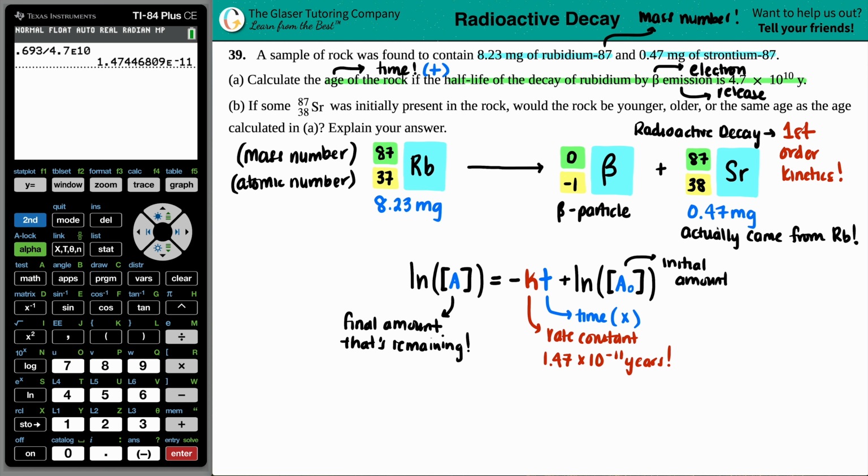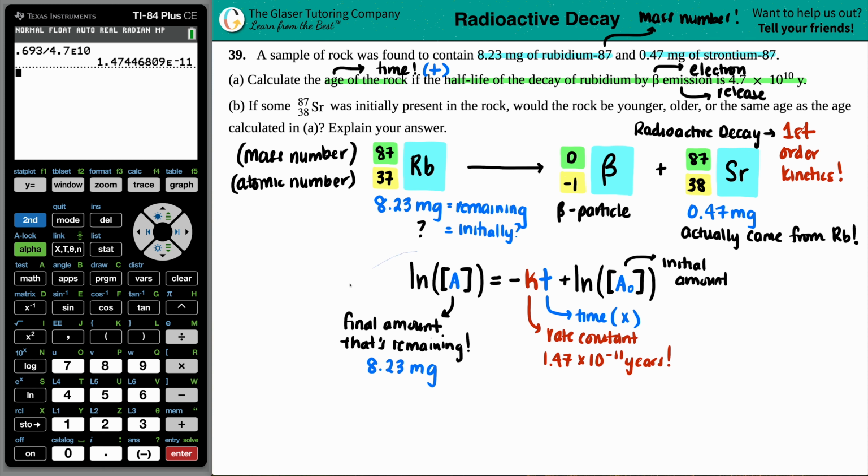Keep in mind that it broke down into strontium, right? This 0.47 milligrams actually came from the rubidium in the beginning. In the beginning, that's initial. So we know that at this stage of the game, we have 8.23 milligrams of the rubidium remaining. But now, do we know how much there was initially? They didn't say. We definitely have to find it because I need to plug it into there, but we have to find it out somehow, right?